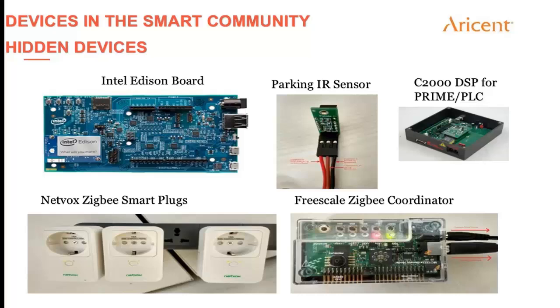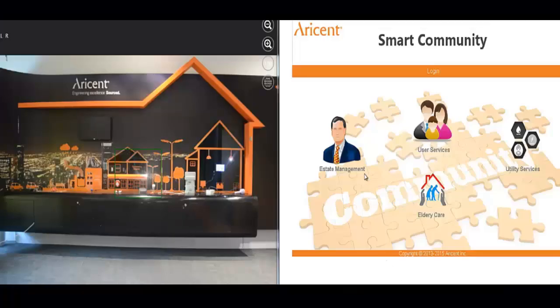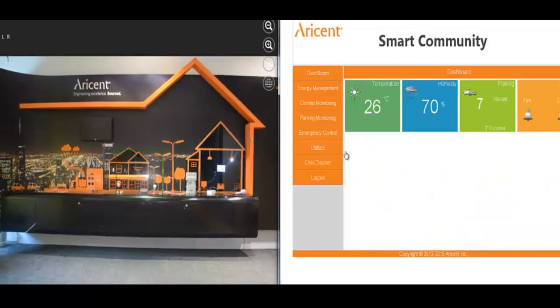Now, from the Smart Community homepage, we will select the Estate Management option. The dashboard provides a quick view of the status of the various smart devices and sensors at the community level, such as ambient temperature, ambient humidity, visitor car parking status, and emergency conditions such as fire or smoke in the community.